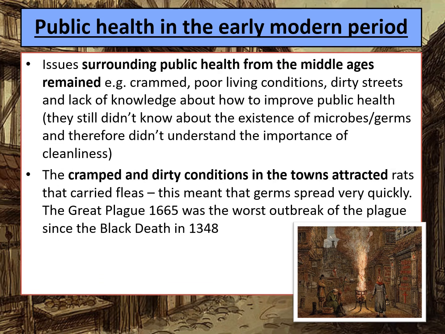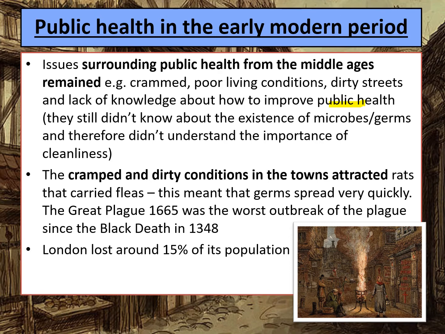So generally at the start of this period, in about the year 1450, there were still all of the issues that remained from the medieval period in terms of what towns were like. So still lots of problems with overcrowding, poor living conditions, dirty streets, and generally a lack of knowledge about how to improve public health, because obviously they still don't know about things like germs until 1861. Even then, after that, it still takes quite a long time before they actually act on trying to clean up the towns. And it's not really until 1875 and the Second Public Health Act that they do this.